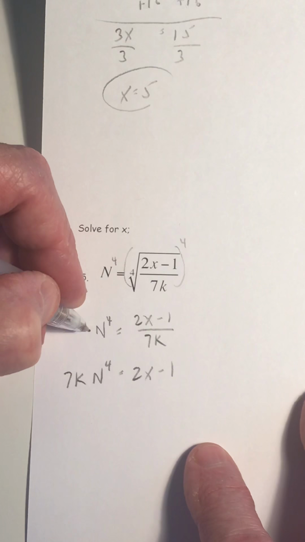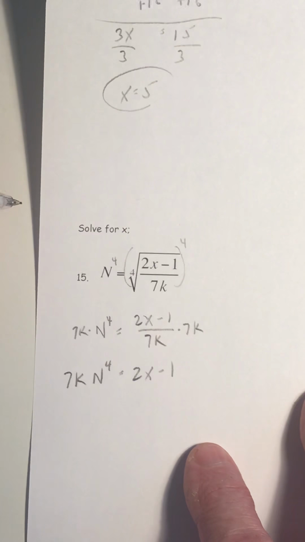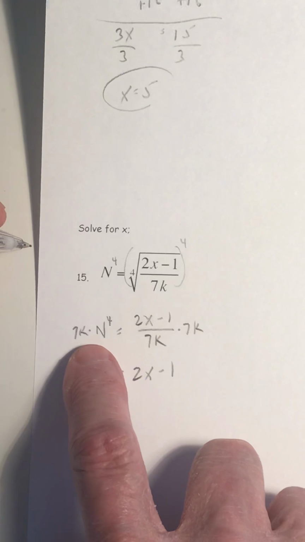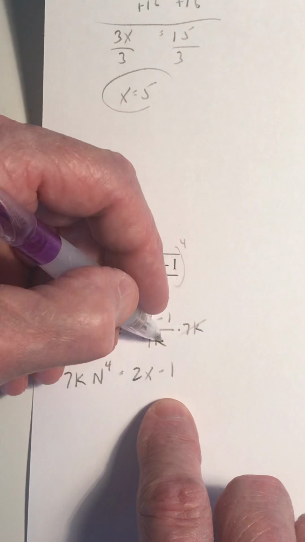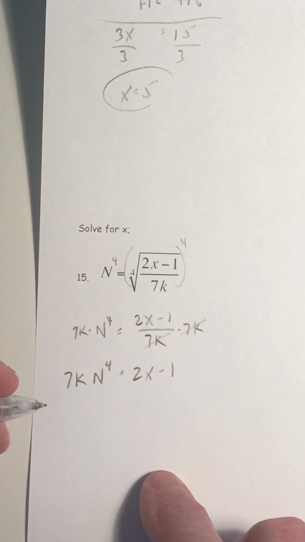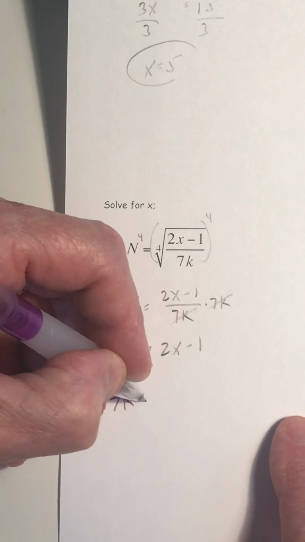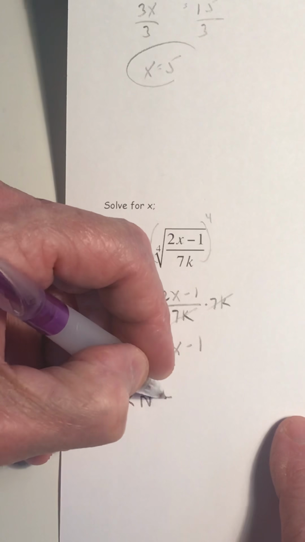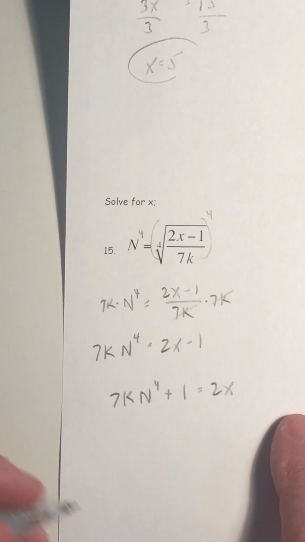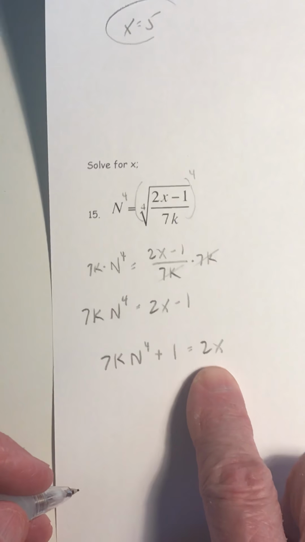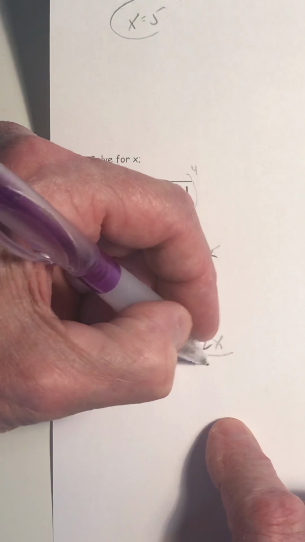Okay, back here, in case I went a little too fast, this is what I did. So we get 7 times k times n to the 4th power, and on the other side, that cancels that denominator. Now if I add 1 to both sides, I get 7k n to the 4th plus 1 equals 2x. Only thing remaining to clear up is get this 2 out of here. So if I divide both sides by 2, that'll take care of it.